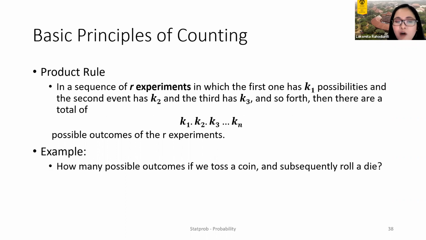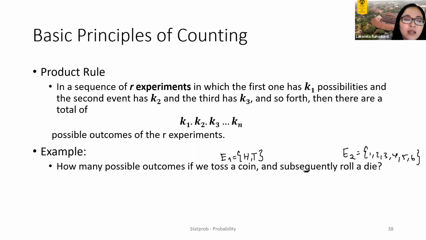So for example, how many possible outcomes would happen if we toss a coin? Heads and tails. And we subsequently roll a die: 1, 2, 3, 4, 5, 6. Note that here it says subsequently. That means it goes the coin first and then you do the die. So that would fulfill the criteria of a sequence of events. So in this case, we know that the first K is 2, the second K is 6. And thus we know that there should be a total of 12 possible outcomes.